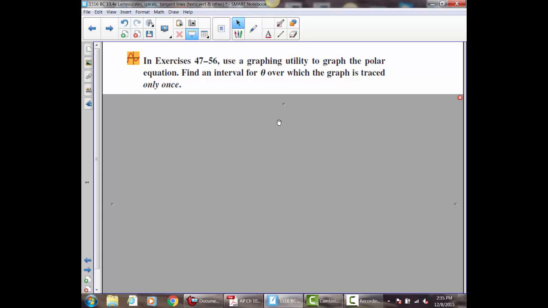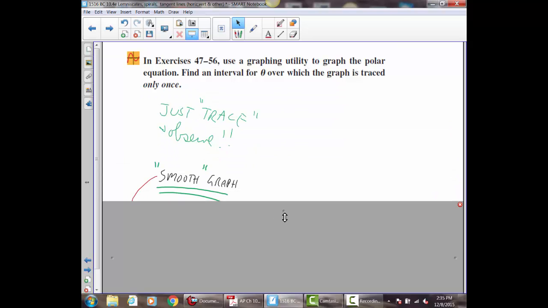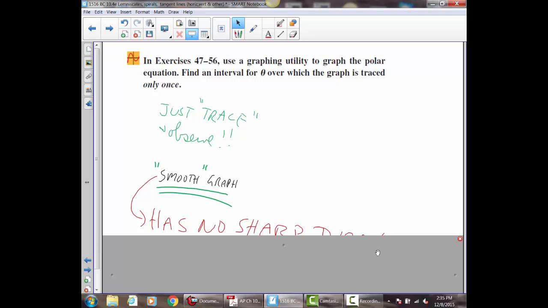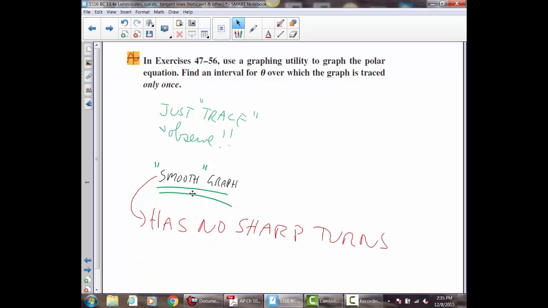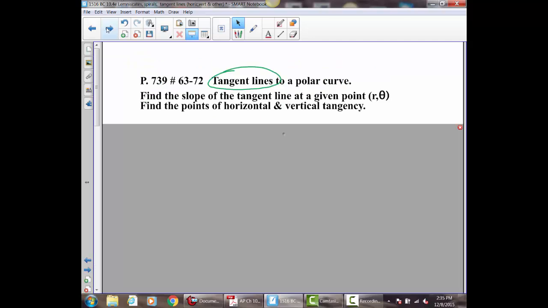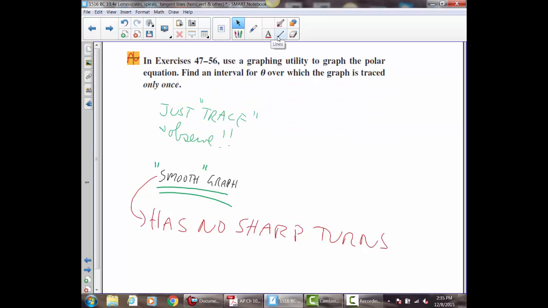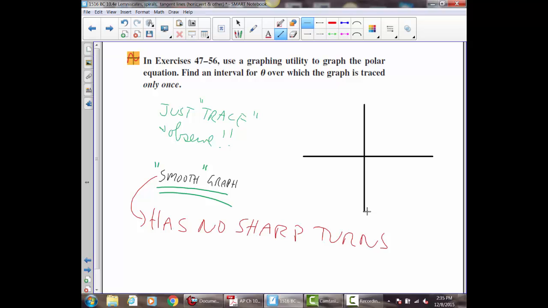Okay, in exercises 47 through 56, use a graphing utility, which is your TI, to graph the polar equation. And we have already talked about this in class. But the smooth graph, and you need to understand this for later, a smooth graph has no sharp turns. So, for example, let me just draw one for you.